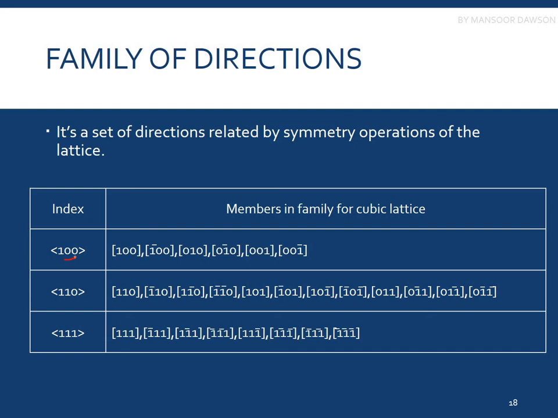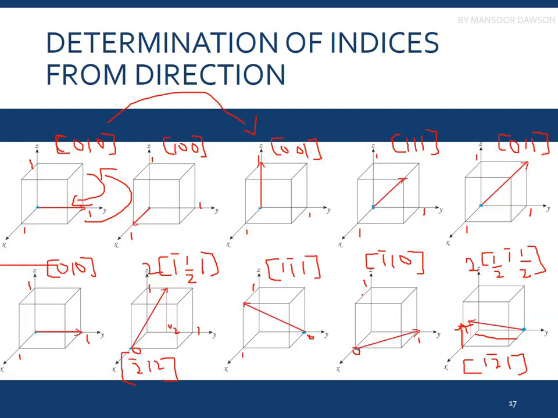Next, if you plot 110, negative 1 1 0, 1 negative 1 0, negative 1 negative 1 0, 101, negative 1 0 1, 1 0 negative 1, negative 1 0 negative 1, 011, 0 negative 1 1, 0 1 negative 1, 0 negative 1 negative 1, all these would also have a similar direction. So again, these are comprised into this family of 110, sorry.